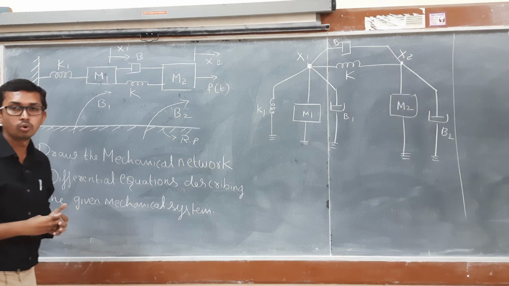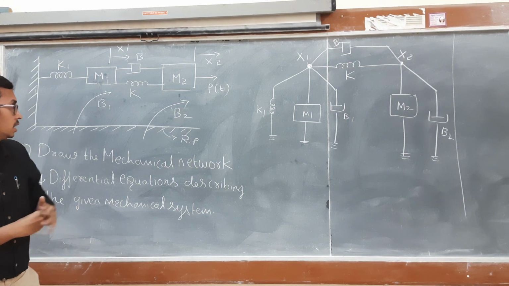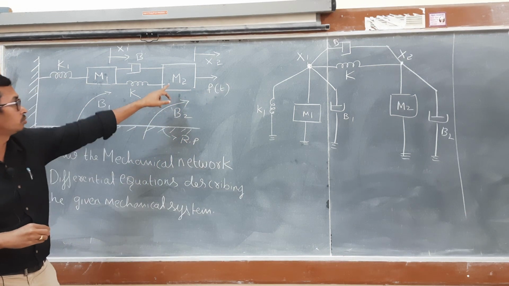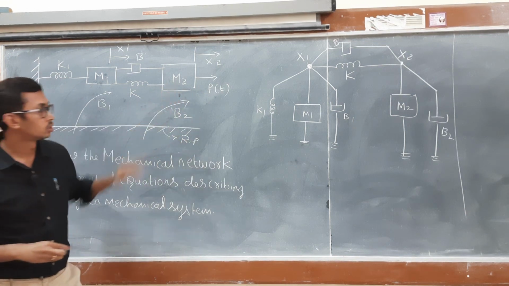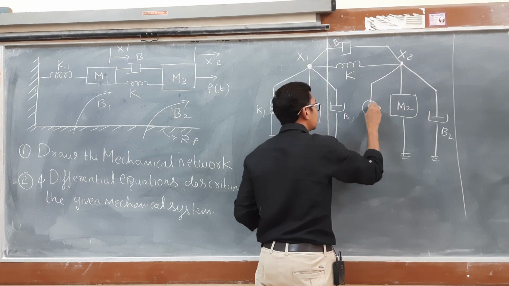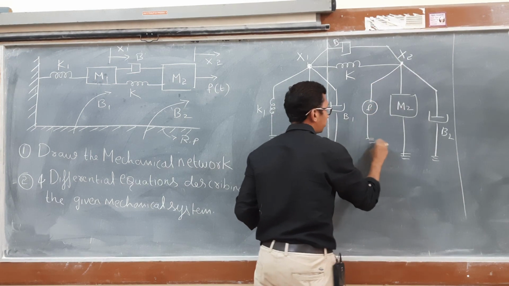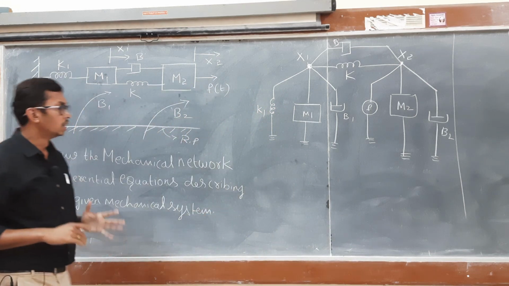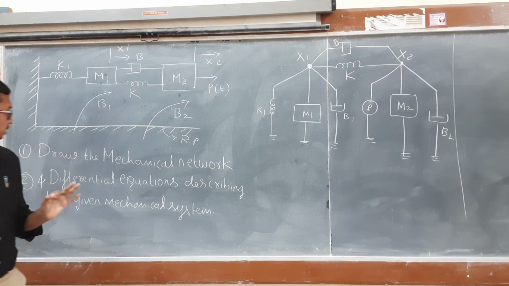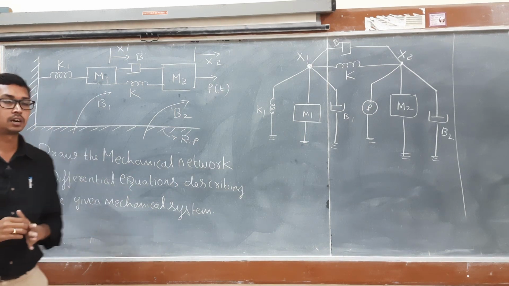Everything is over. The other thing is the force F of T, which is applied to M2. So there is node 2, and this is the applied force F of T. Now you check once again whether we have represented all the elements or not.